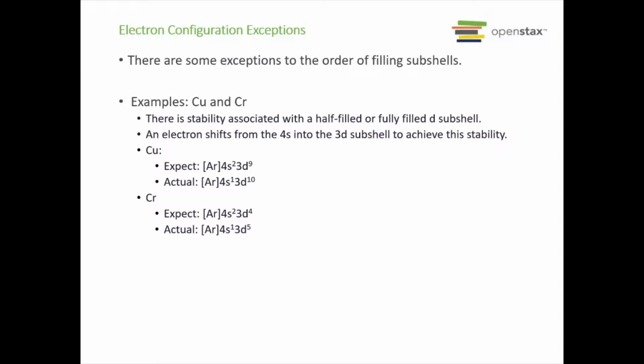There are some exceptions, like copper and chromium. Sometimes they prefer to be half-filled. For instance, for copper, you would expect the argon configuration, then 4s2, 3d9. But in reality, 1 electron from the s orbital jumps to the d orbital to fill it up, and it's 4s1, 3d10. I don't really expect you to remember this. It might pop up on your homework, though I'm pretty sure I filtered these out. I just want you to see that there are exceptions, because atoms are weird.